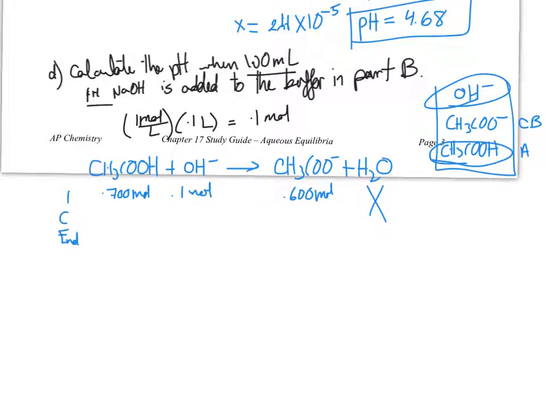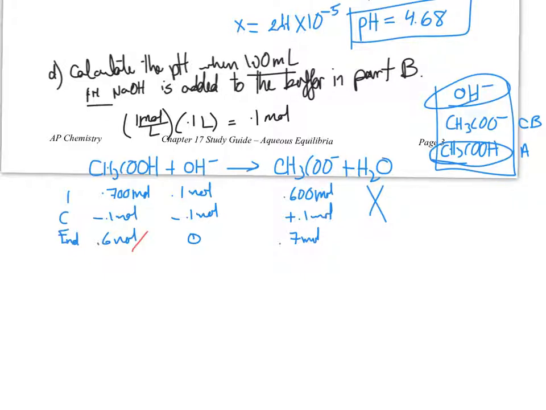So I look to see which one is limiting me, which one's lower, since they're 1-to-1. Looks like my hydroxide is limiting me. And so I'm going to use up 0.1 moles of the hydroxide. So my change is going to be minus 0.1 moles here, and it's also going to be minus 0.1 moles here, and here is going to be plus 0.1 moles. So at the end, this is 0.6 moles, this is 0, and this is 0.7 moles.